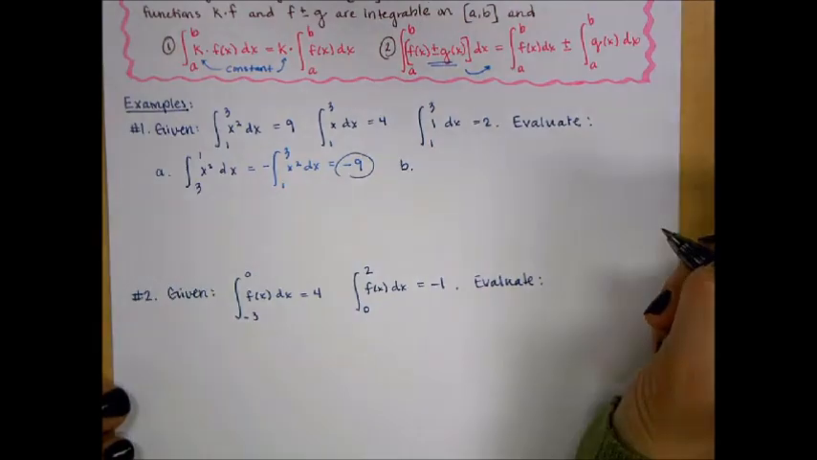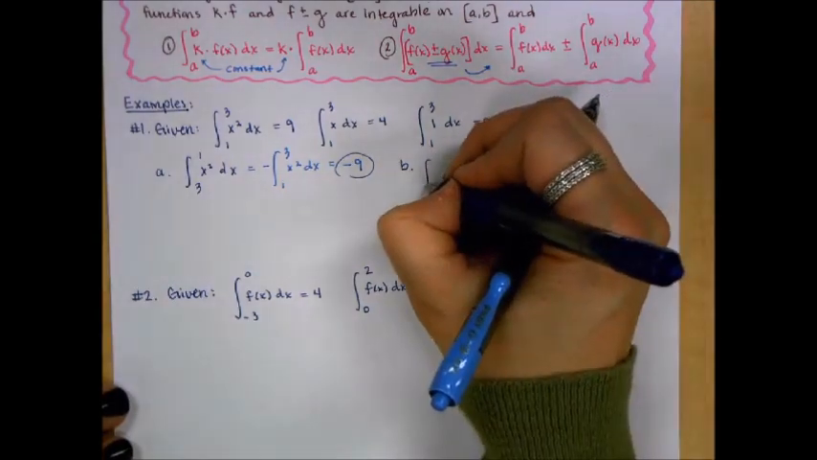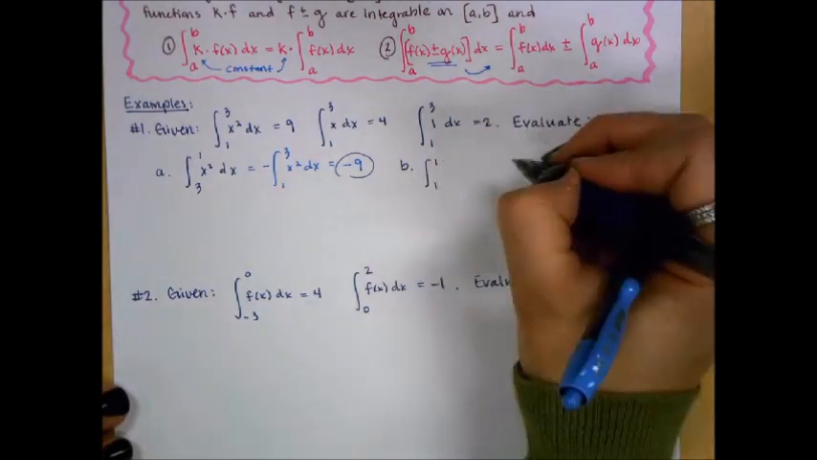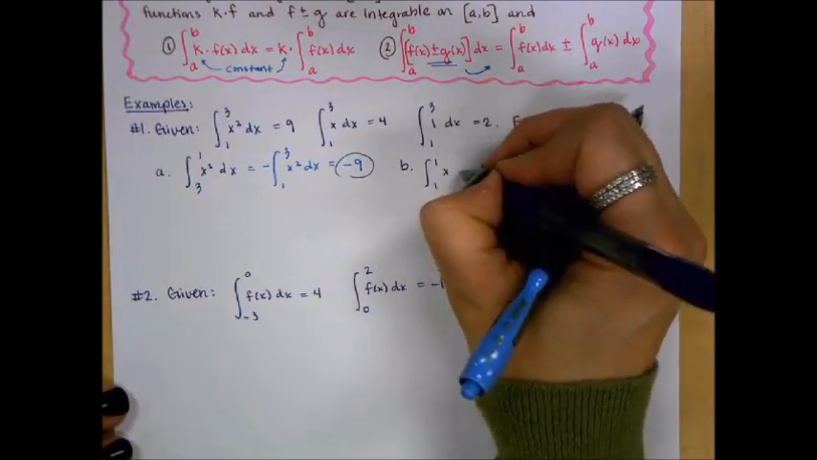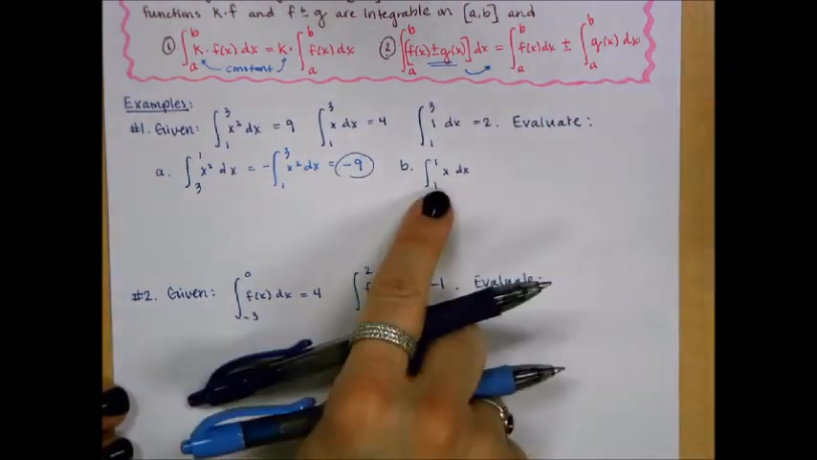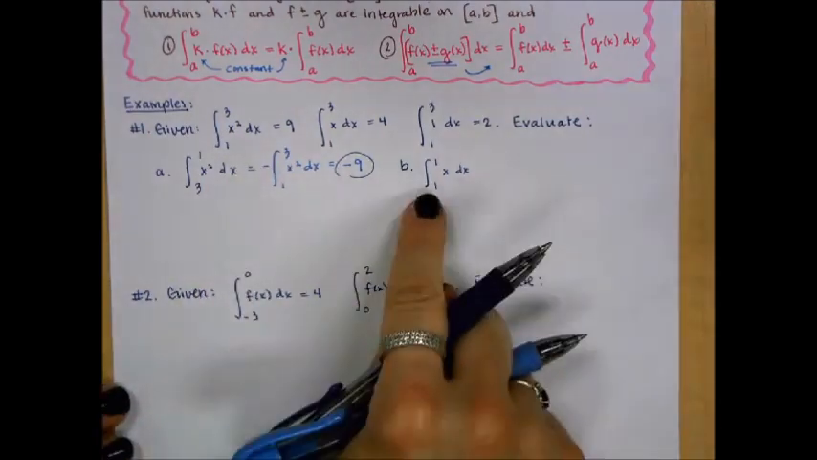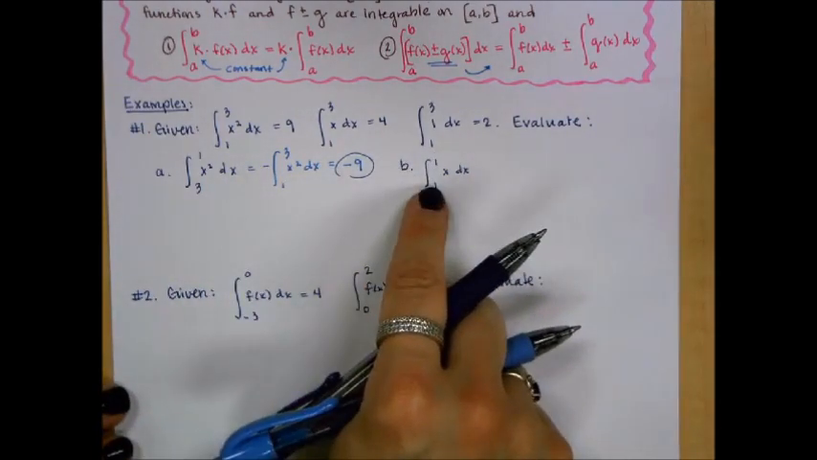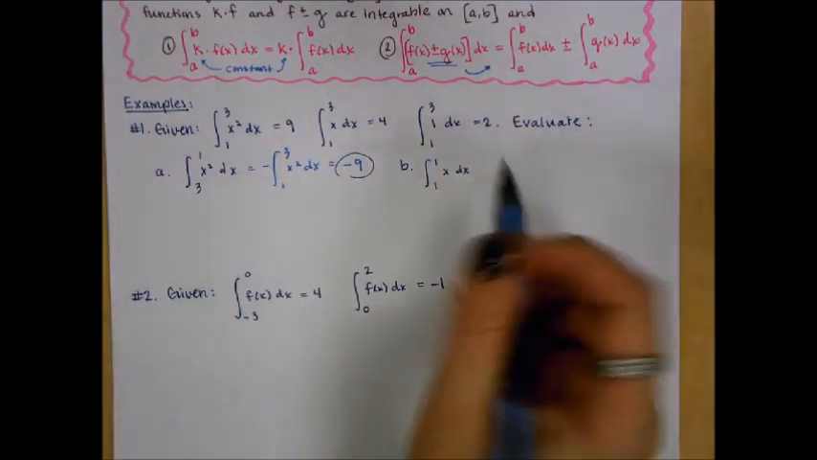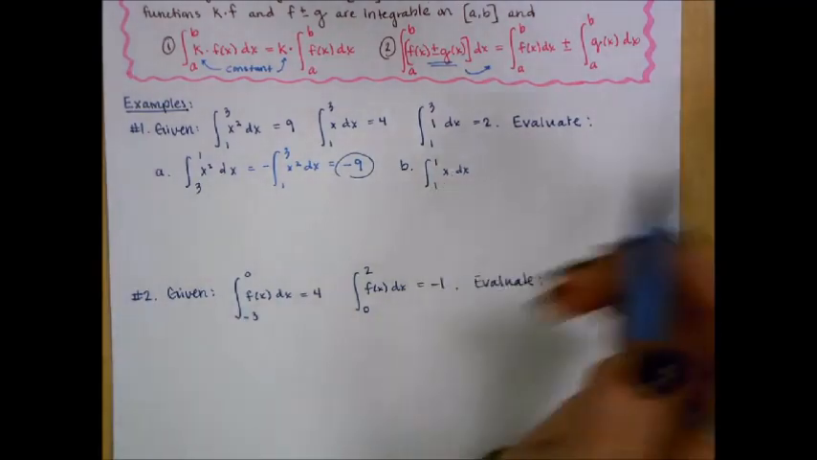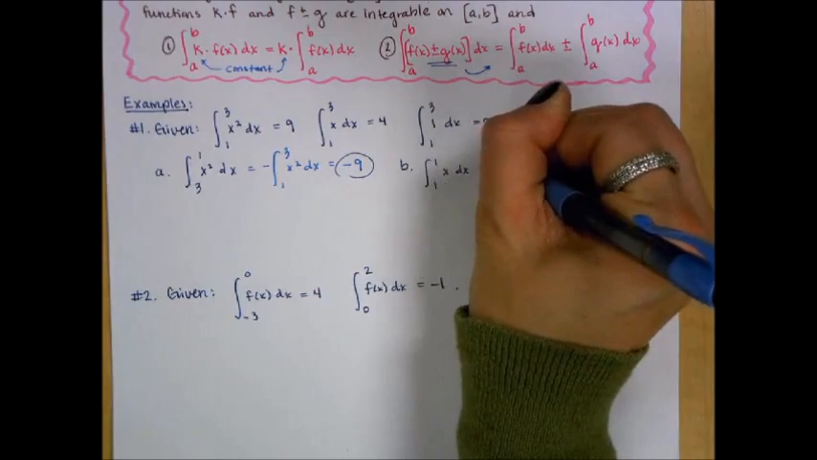For part B, evaluate the integral from 1 to 1 of x dx. This isn't something that was defined or given in the problem above, but because the values here are the same, 1 and 1, this is using that very first property that I introduced to you, and so it has a value of 0.